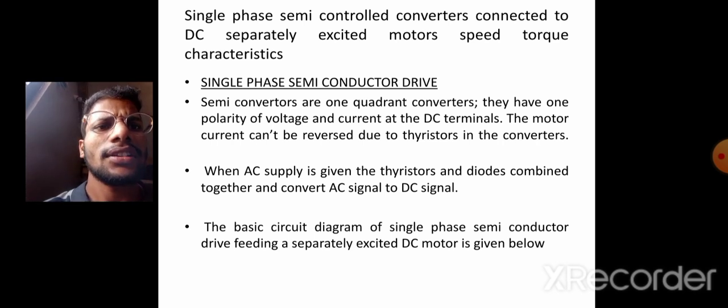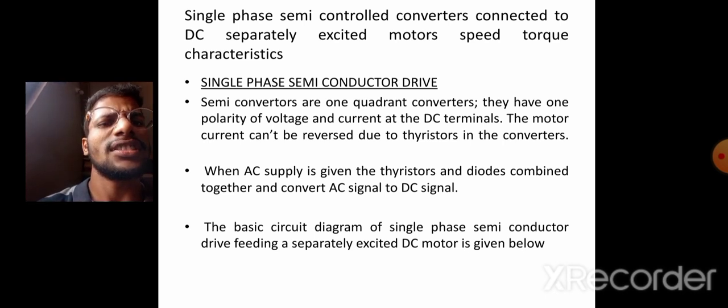Single phase semi converter drive. Semiconverters are one quadrant converters. They have one polarity of voltage and current at the DC terminal. The motor current can't be reversed due to the thyristors in the converter. When AC is given to the thyristors and diodes, they combine together and convert the AC to a DC signal.